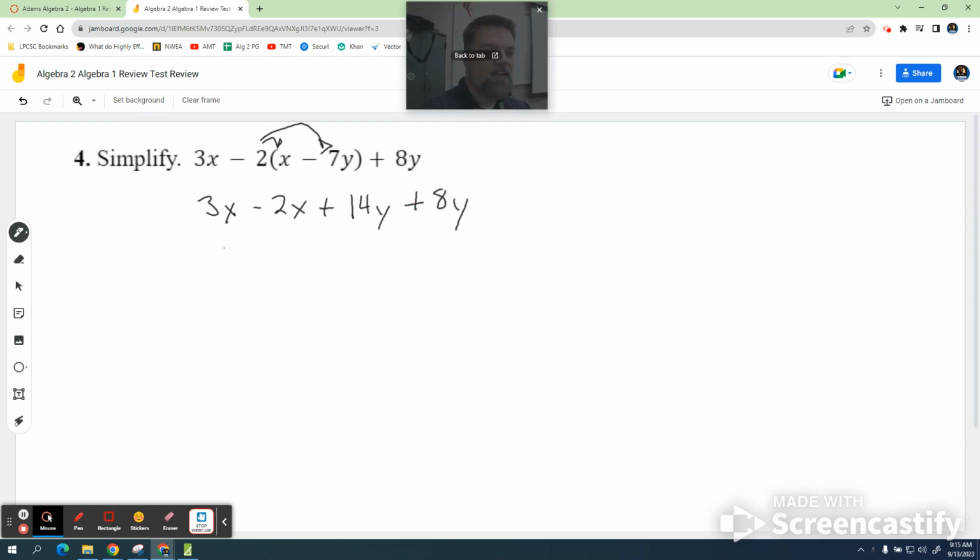All right. So again, we're just going to combine like terms. I have a 3x and a -2x. That's going to be just 1x, right? 3 minus 2 is 1. Then I'm going to do positive 14y plus 8y. If I have 14 y's in my hand and I add 8 more, that's going to be 22, right? So that's plus 22y.